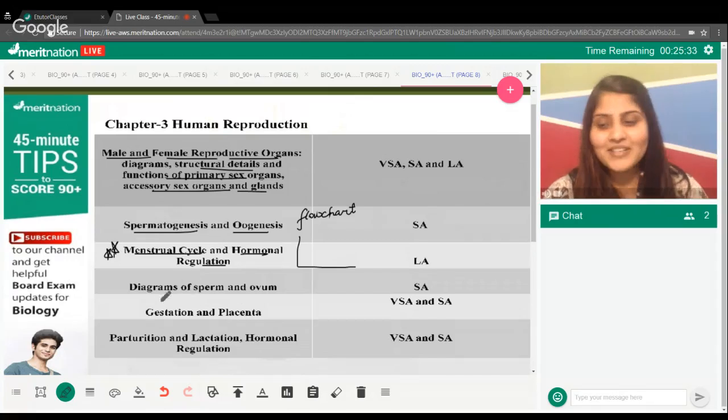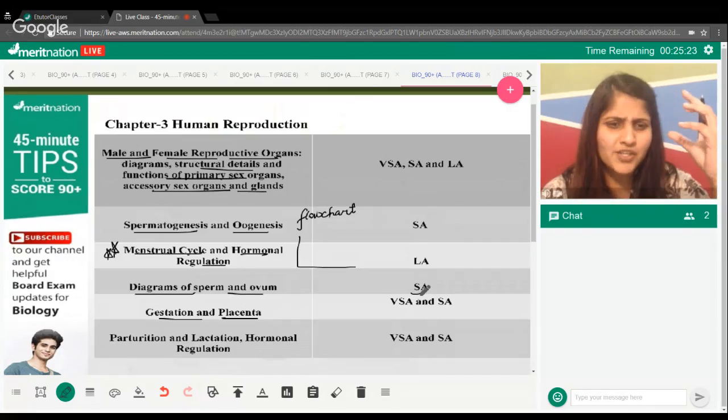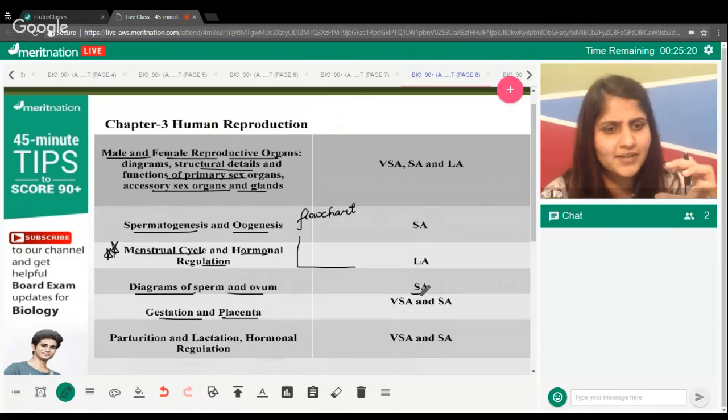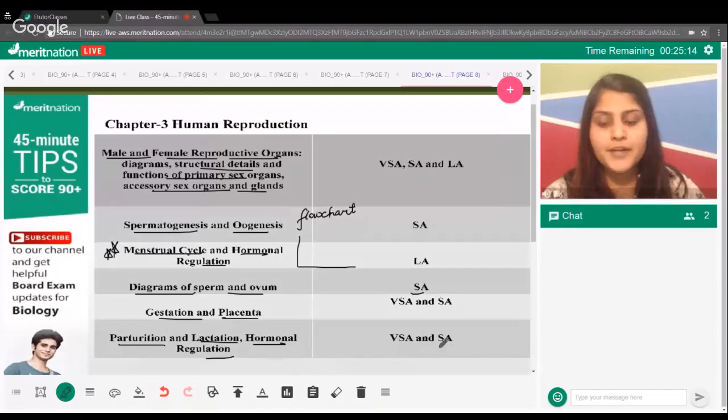Now moving on, we have diagrams of sperm and ovum. Do it for short answer. Gestation and placenta function, please make sure you study that. It's not very much, it's written in a very precise manner. Then parturition and lactation and hormonal regulation of the same, prepare it for a short answer question.